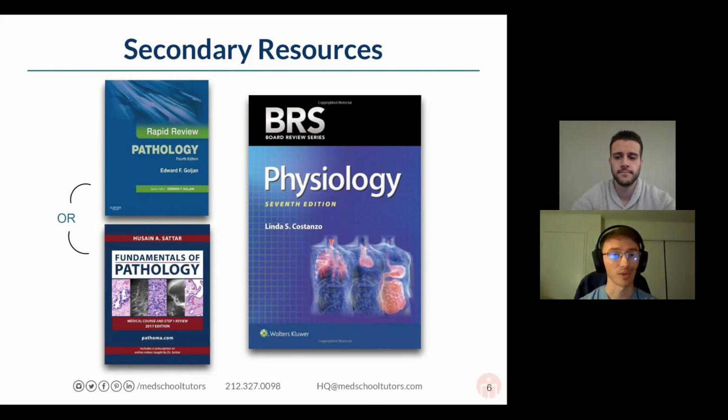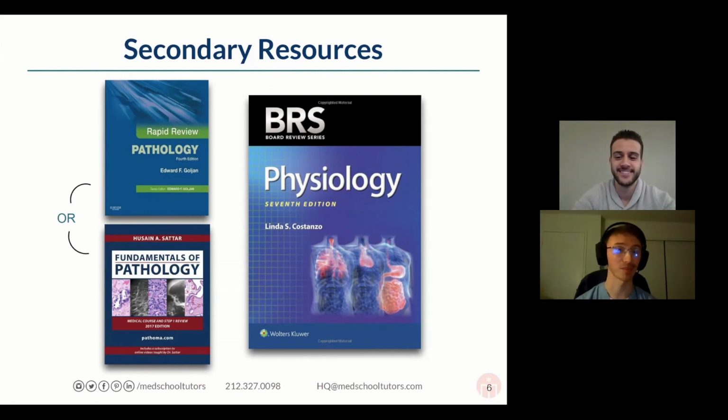One thing that you have to keep in mind when you're picking these secondary resources is you don't want to overload yourself. You really want to be selective with however many resources you're using. So I generally tell my students that you get one additional resource to First Aid and UWorld per subject. So if you like Pathoma for pathology, then you get Pathoma for pathology, but you're not allowed to use Rapid Review or any other pathology resource.